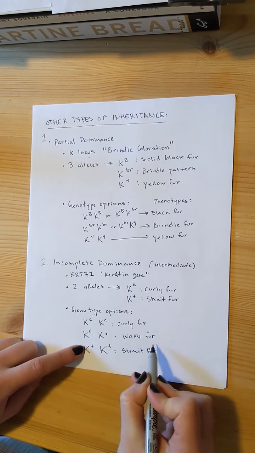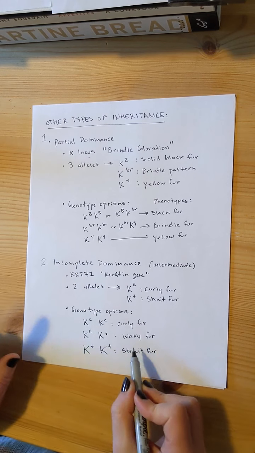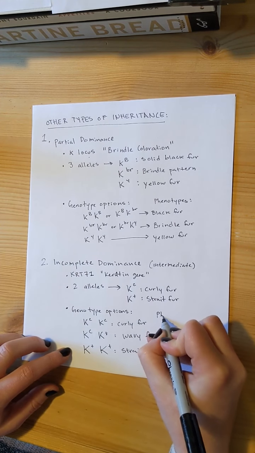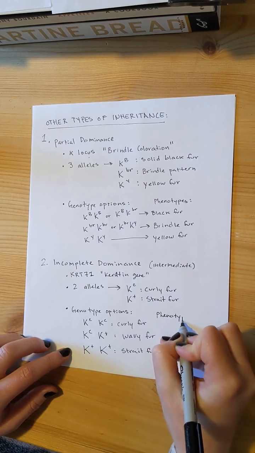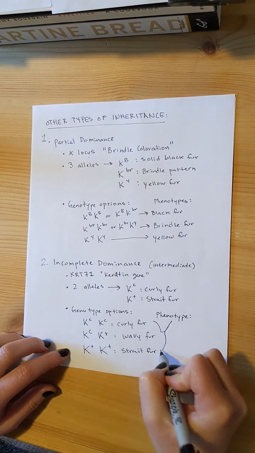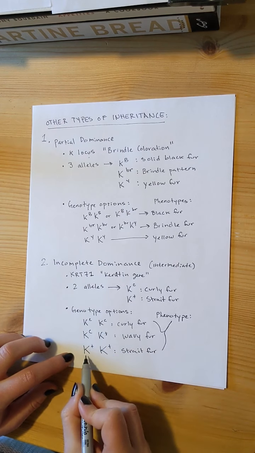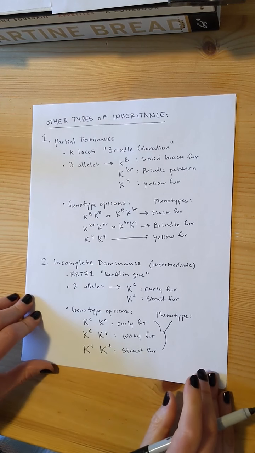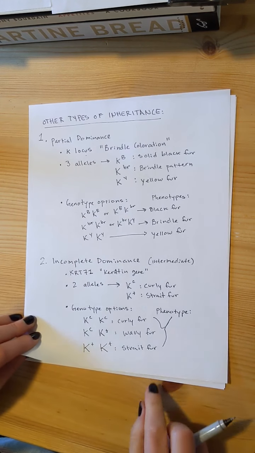Think like a labradoodle, like they have that wavy fur. So those are the genotype options, these were the phenotype. So phenotype is what it looks like, genotype is what its allele orientation is. Awesome. We've got another example.